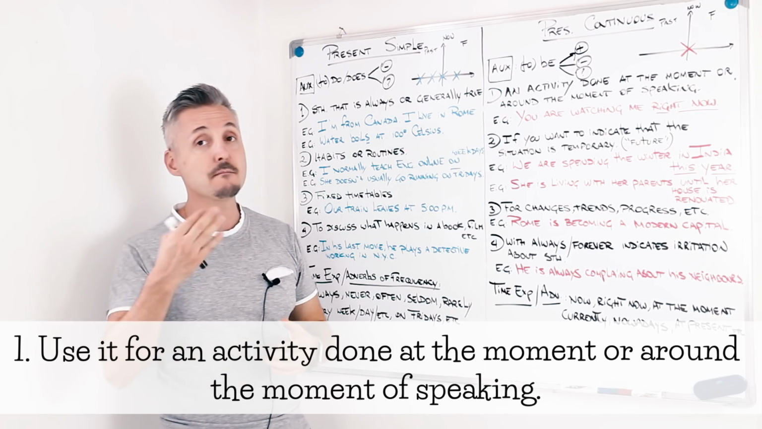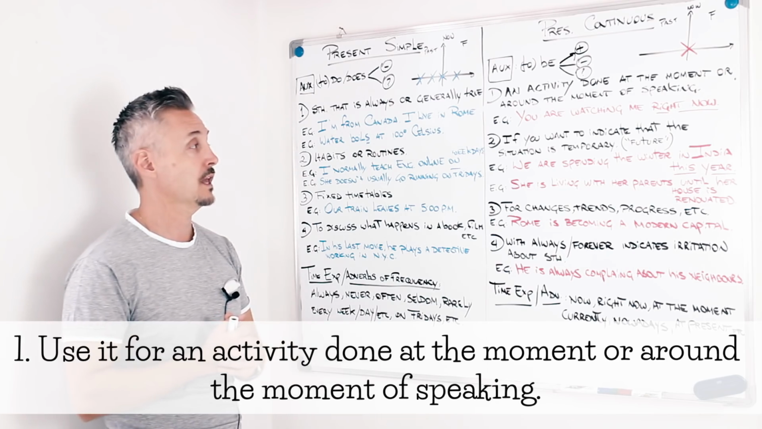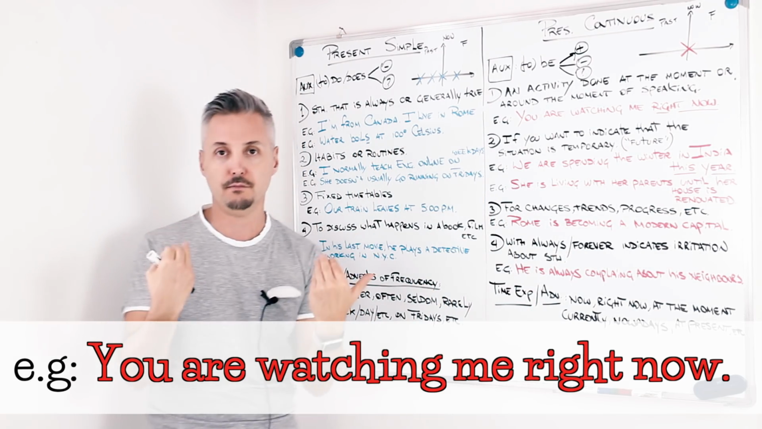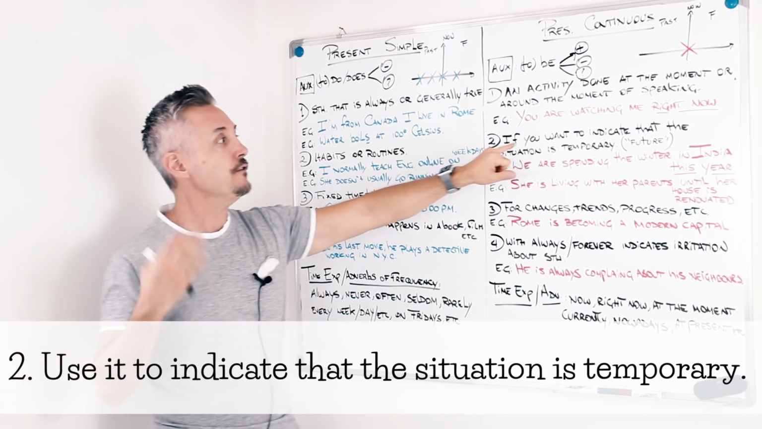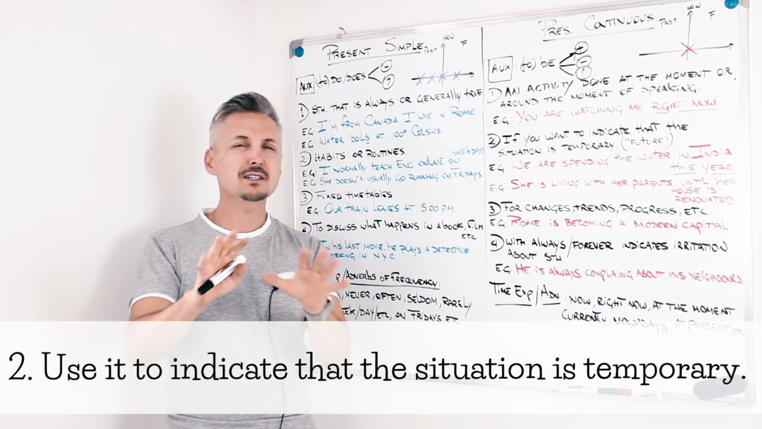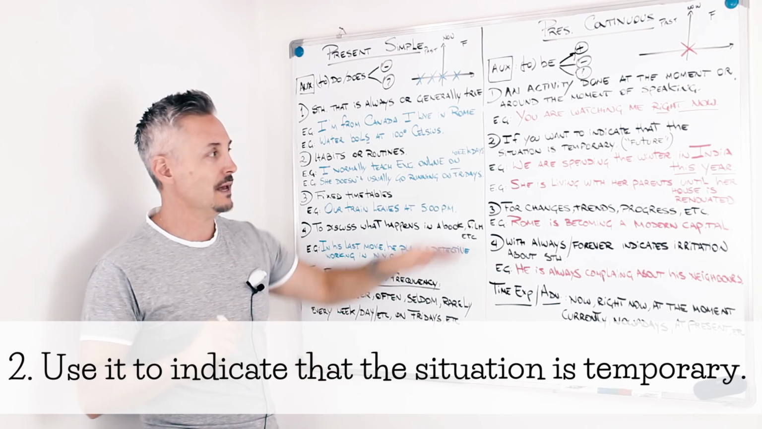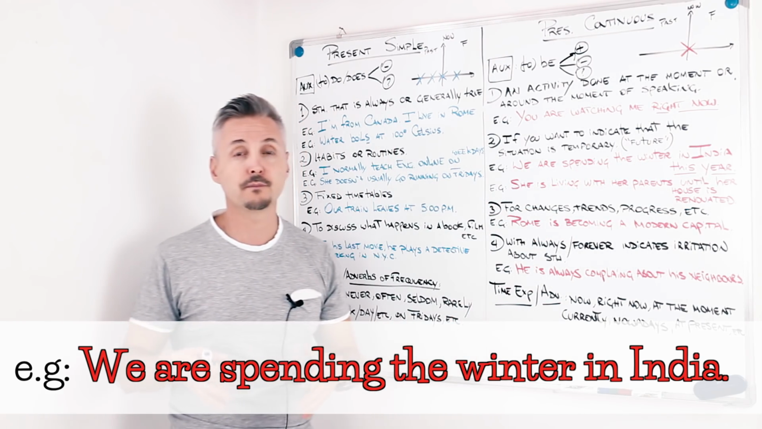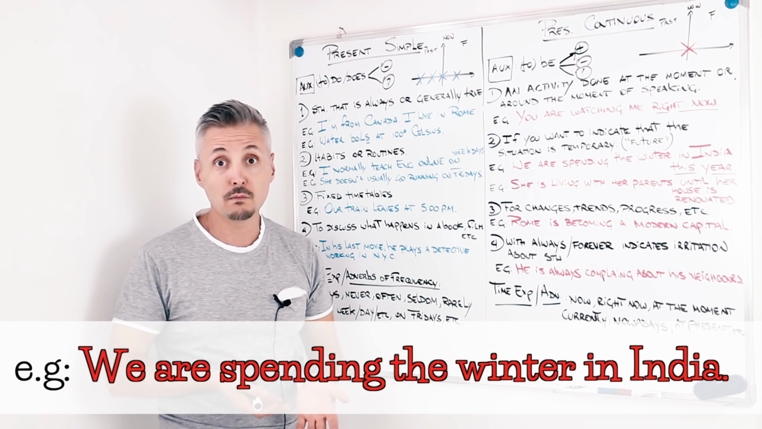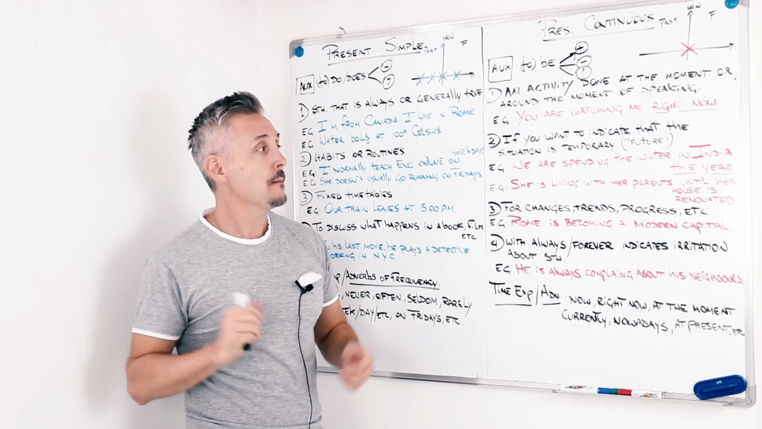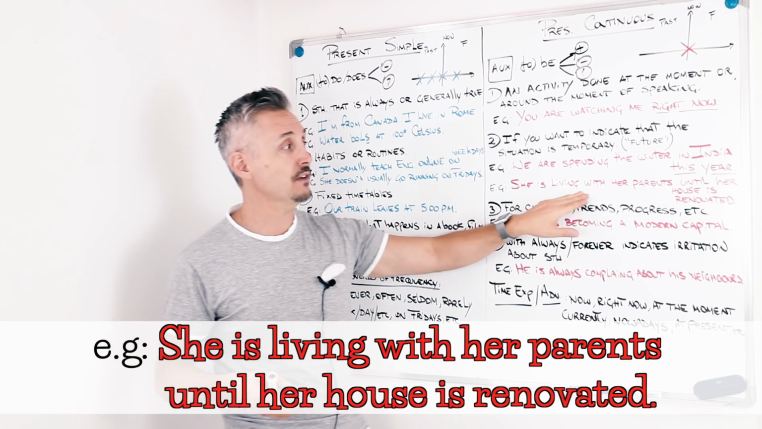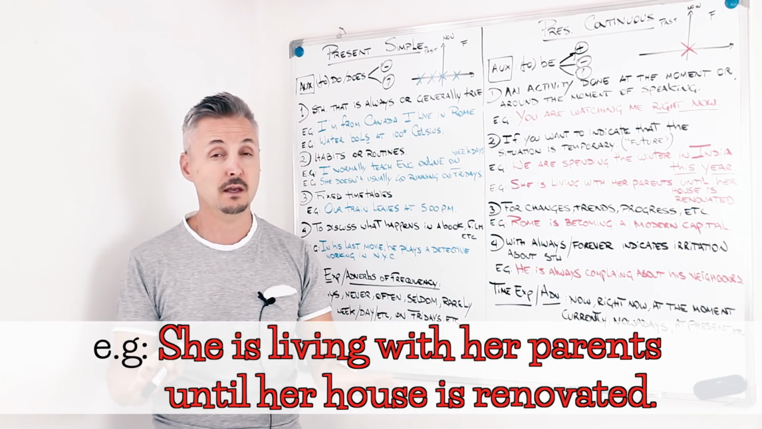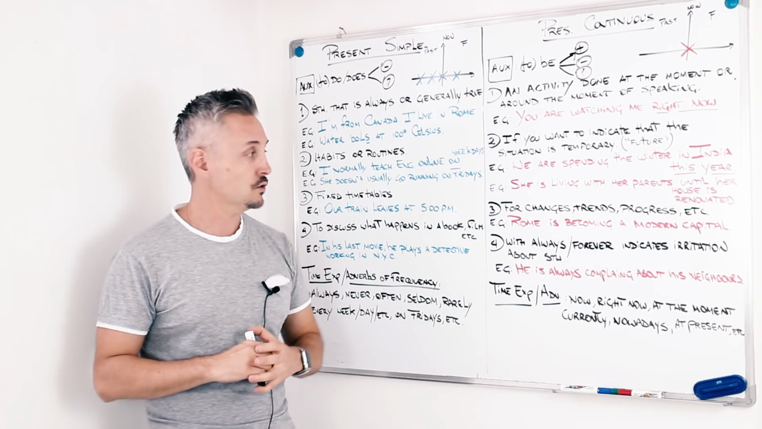It is used for an activity done at the moment or around the moment of speaking. The example that I wrote at the beginning, you are watching me right now, is an activity you're doing right now. You're watching me. The other usage is if you want to indicate that the situation is temporary. So this could be a little bit confusing. Maybe if I give you an example, you can understand better. We are spending the winter in India this year. I could say that right now and I'm in Rome. And so this could be a future plan. But, for example, right now, she's living with her parents until her house is renovated. So this is a situation happening right now and it's temporary. Maybe you understand the difference with these two examples.